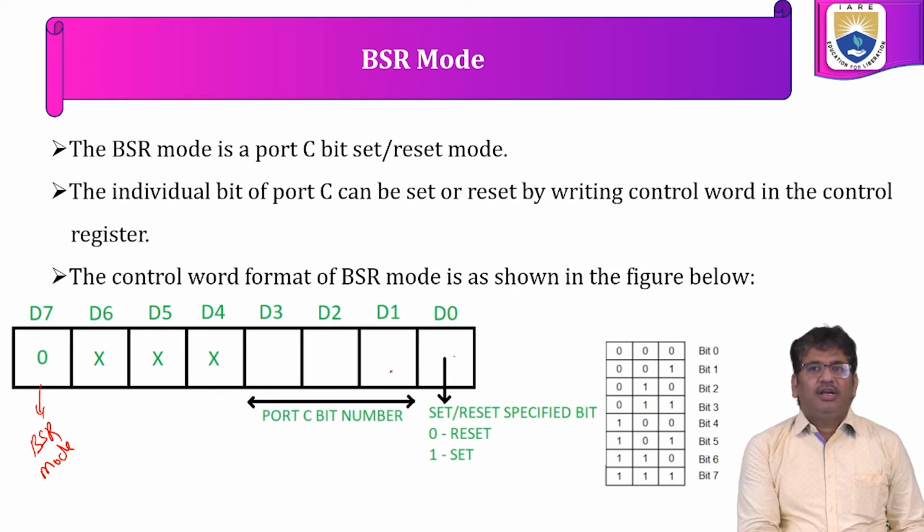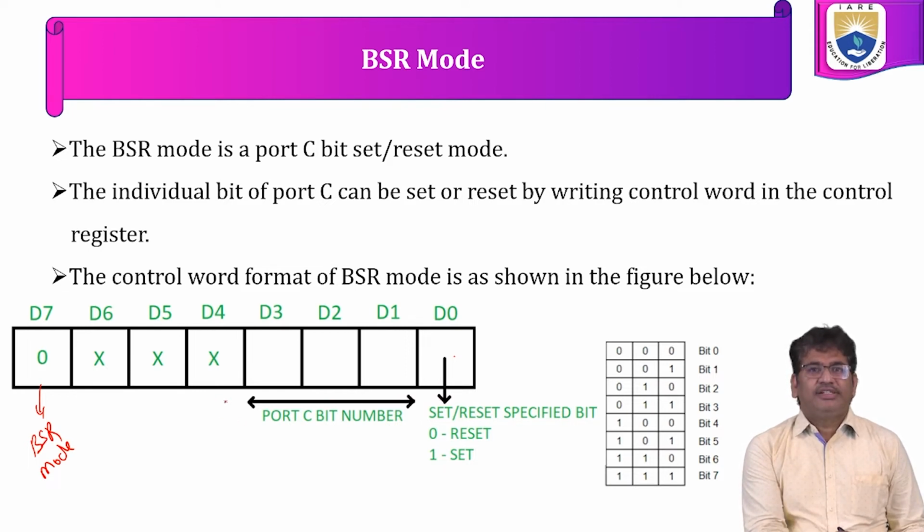The bits D1, D2, D3 are used for selecting a particular bit of port C. Whenever these three bits are 0, 0, 0, bit 0 of port C will be selected for set or reset. 0, 0, 1 selects port C1; 0, 1, 0 port C2; 0, 1, 1 port C3; 1, 0, 0 port C4; 1, 0, 1 port C5; 1, 1, 0 port C6; 1, 1, 1 port C7. Whatever bit we configure in D1, D2, D3, based upon the D0 signal, that particular bit of port C will be set or reset.